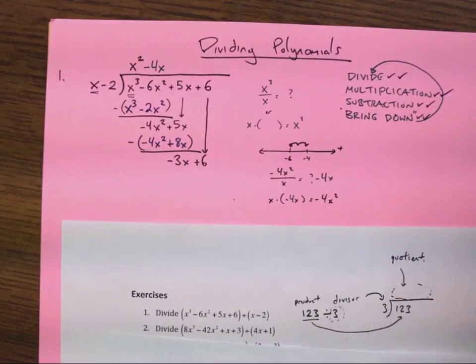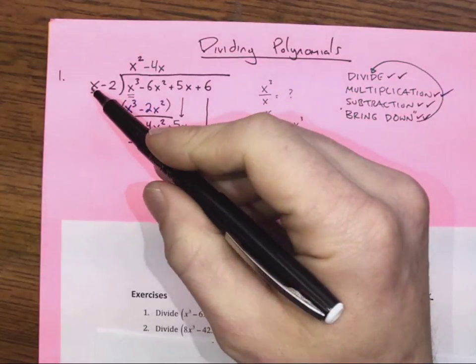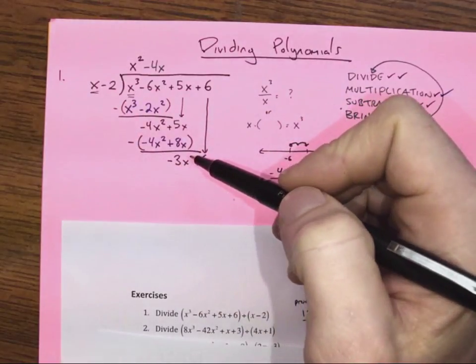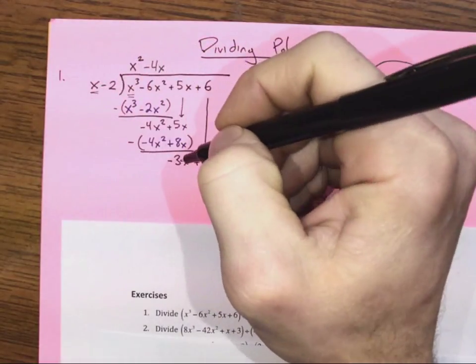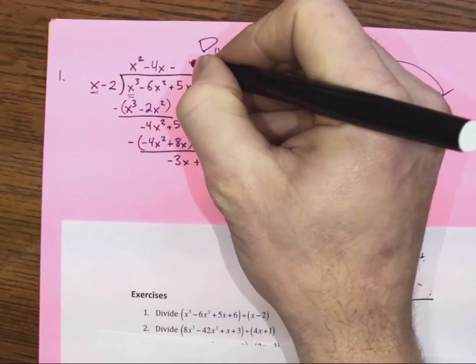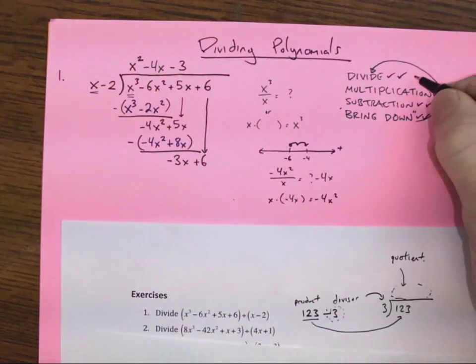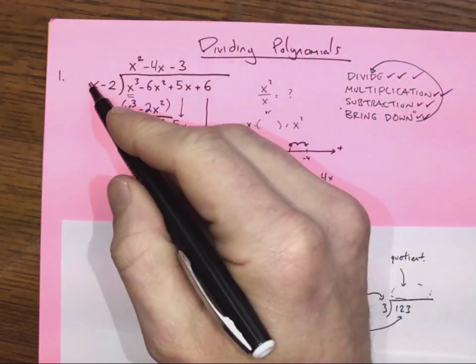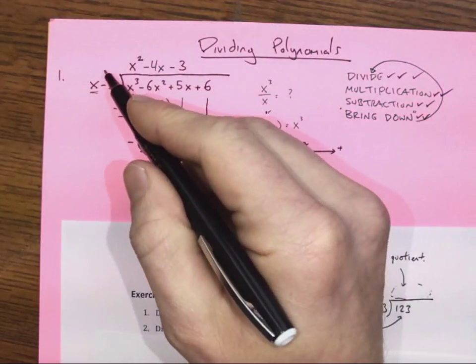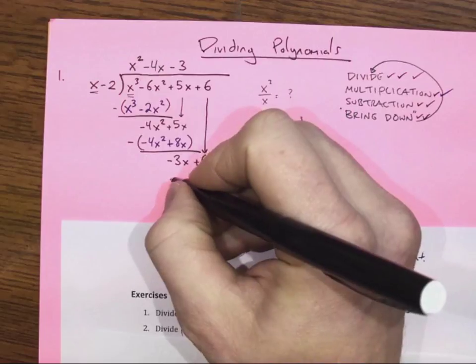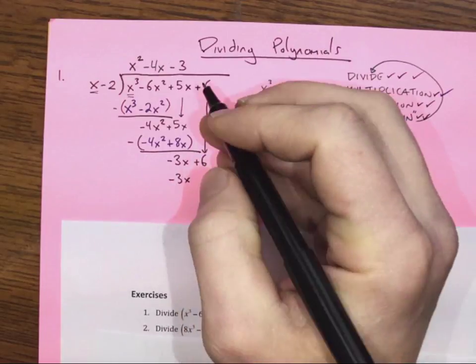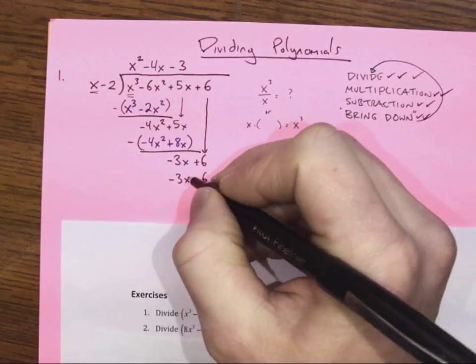We're going to start by dividing. Lastly, we're going to divide x into negative 3x. What do we multiply x by to get negative 3x? The answer is negative 3. That's the division step. Then we multiply negative 3 times x, and negative 3 times positive 2. It becomes negative 3x plus 6.